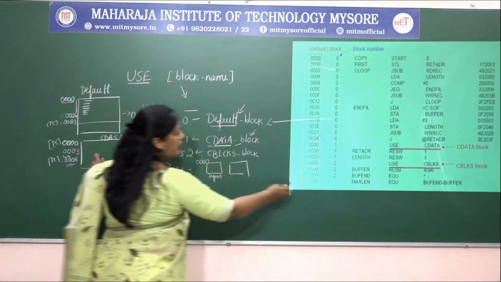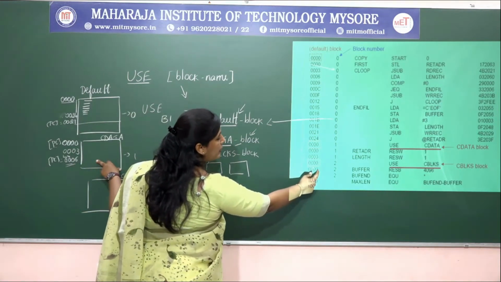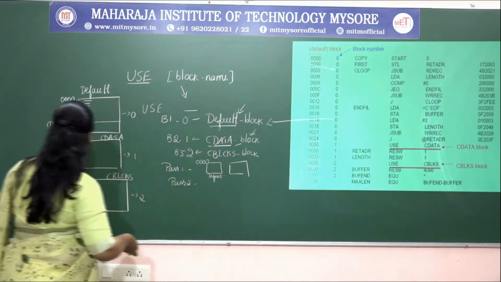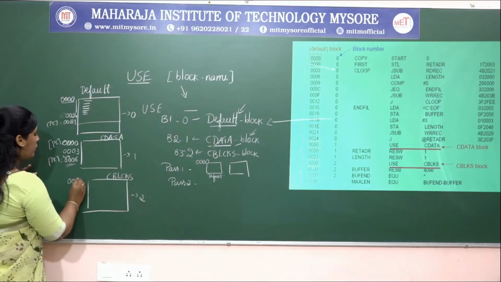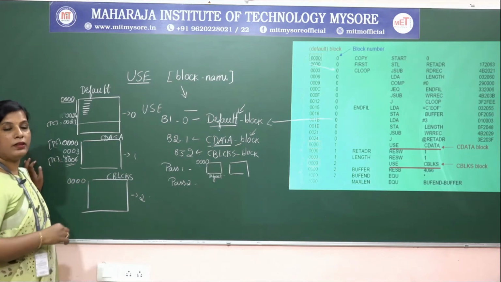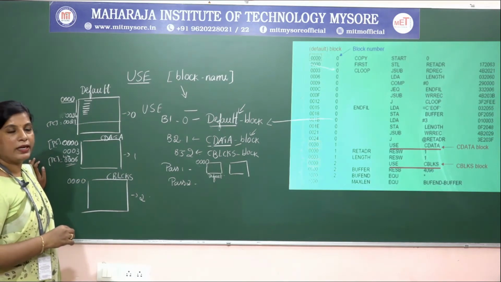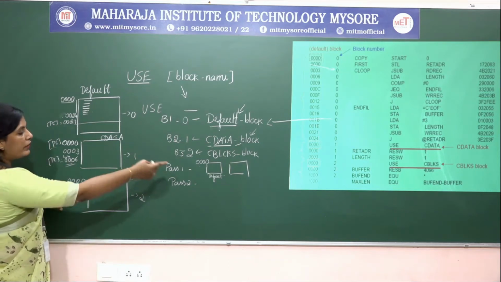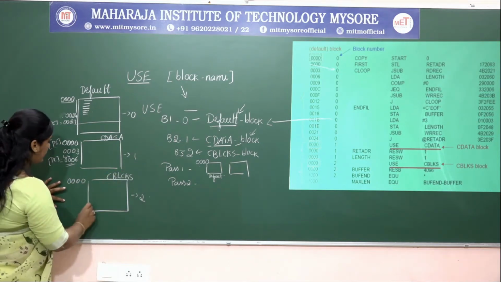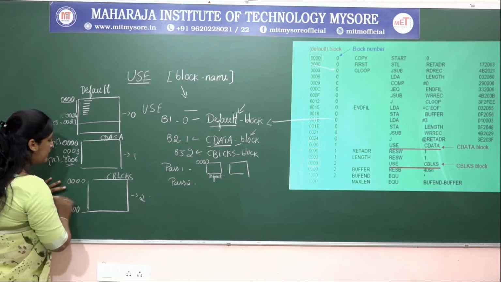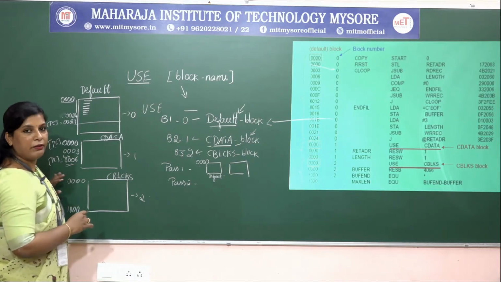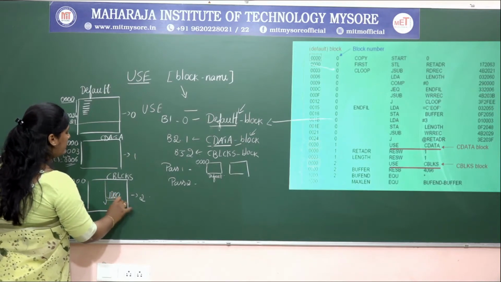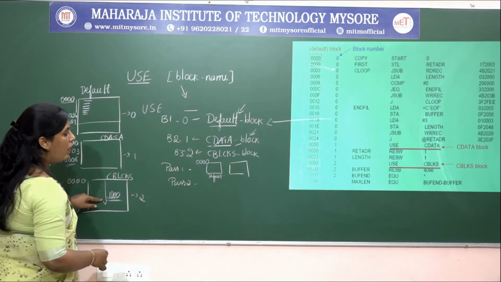Again, at another line number it encounters another USE assembler directive. The third block also starts from memory location 0 only. What is the length of that one? It is 1000. The CBLKS block will be started, and the length of this one is 1000, a hexadecimal value.